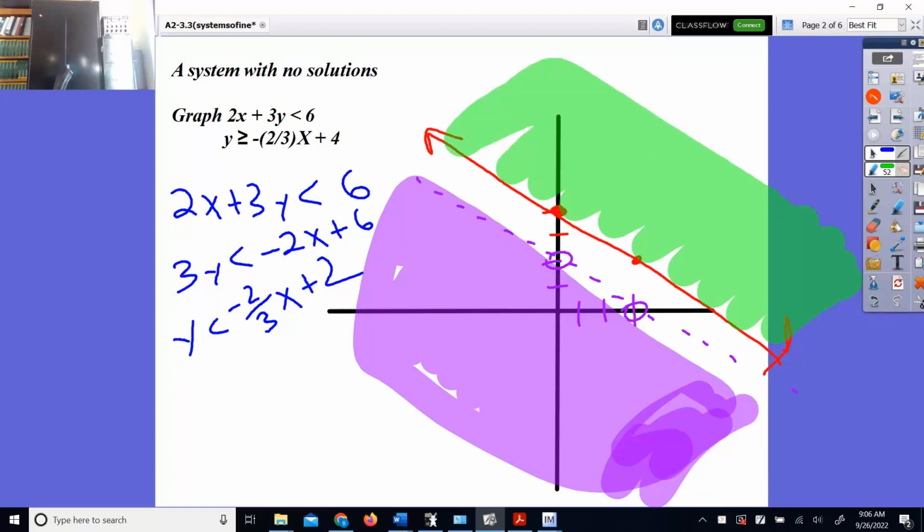Why is there no answer? I didn't hear you. Still can't hear you. Slope is the same, that's true. But the slope can be the same with the B answers. There was no overlapping shading. There's no shared space. That's why there's no solution, because there's no shared space.